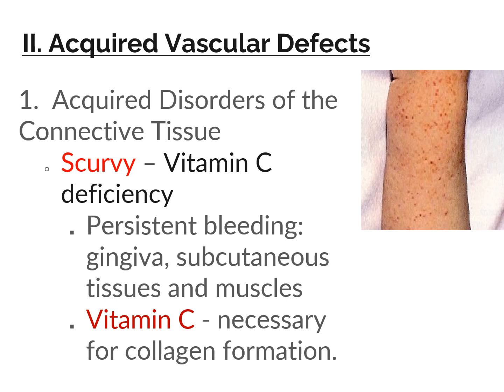Next, still under acquired vascular defects, this time we have disorders of the connective tissue. Scurvy is associated with bleeding, including persistent gingival bleeding and hemorrhage into the subcutaneous tissues and muscles. This is primarily due to vitamin C deficiency. Vitamin C is needed for proper collagen synthesis and vessel integrity. So that's scurvy.